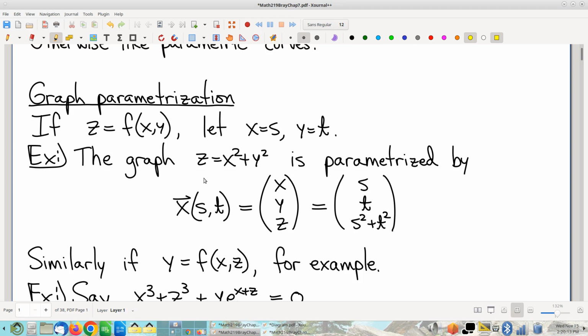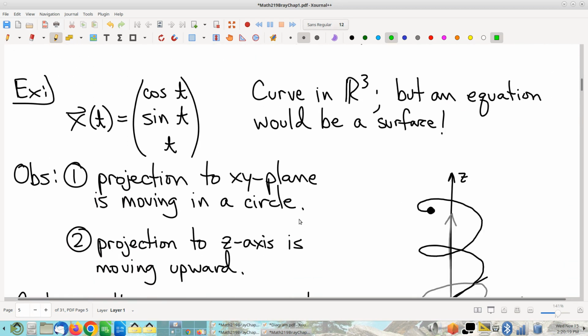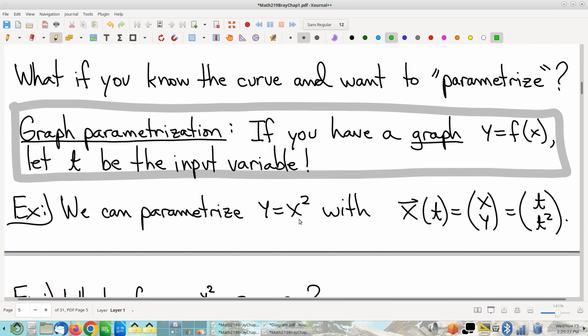Okay, so here's the first one, graph parameterization. You may recall, in fact, let me flip back to it real quick. Graph parameterization. In chapter 1, the big idea is if you have a graph, in other words, if one of the variables is a function of the other, whatever is your input variable, let that be your parameter. That was our very simple little trick, and everything just kind of falls into place. If you just make this right choice, whatever is the input variable, let that be your parameter, and then the parameterization just kind of creates itself.